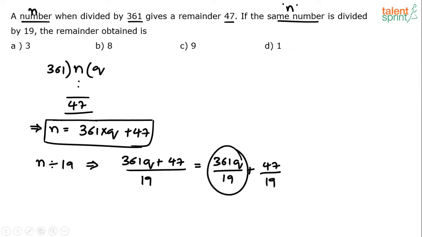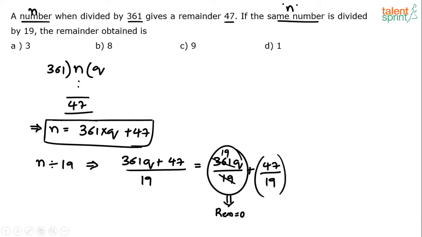Understand the first term here, 361q divided by 19. Whatever be the value of q, I can conclude that this number is divisible by 19, because 361 is a multiple of 19. 361 goes 19 times, right? 19 squared. So I know that the first term is divisible by 19. So no worry of remainder. From the first part, the remainder is going to be 0. The only thing you have to check is what is the remainder in the second part.